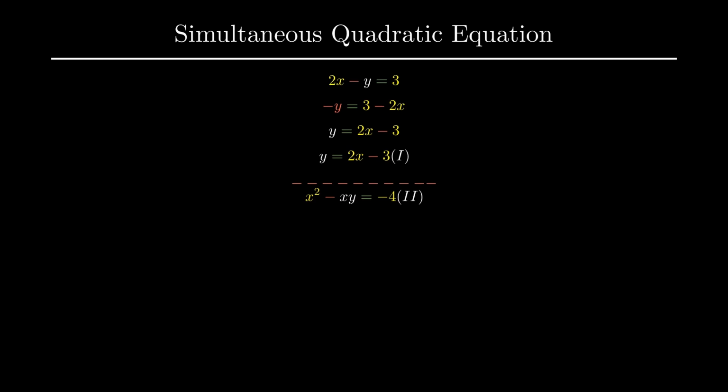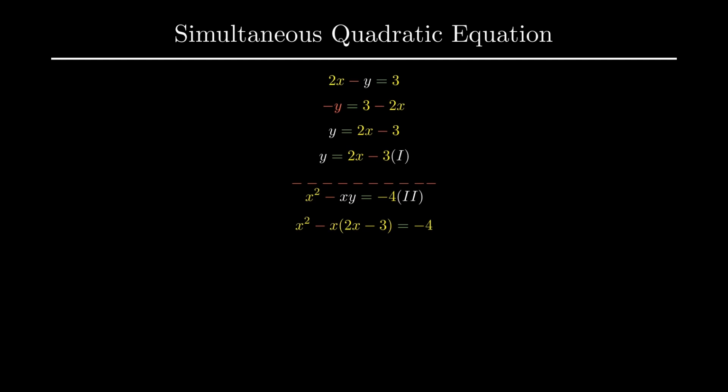Where there is y, as we did in the previous problem, we substitute the value we found from equation 1. In equation 1, y is equal to 2x minus 3, so in equation 2, where there is y, we put 2x minus 3, which gives us x squared minus x in brackets 2x minus 3 is equal to negative 4. And we go from there.